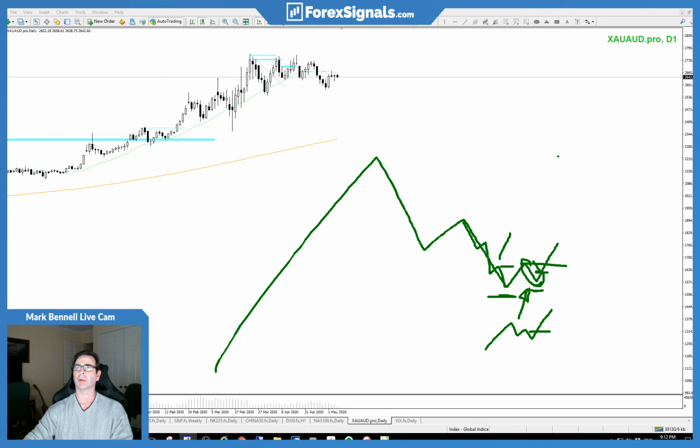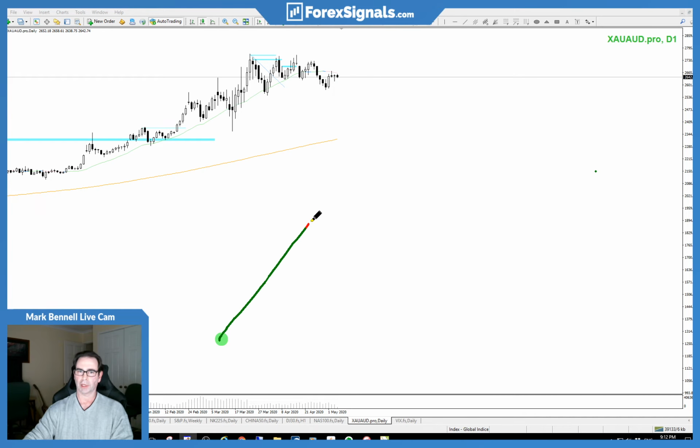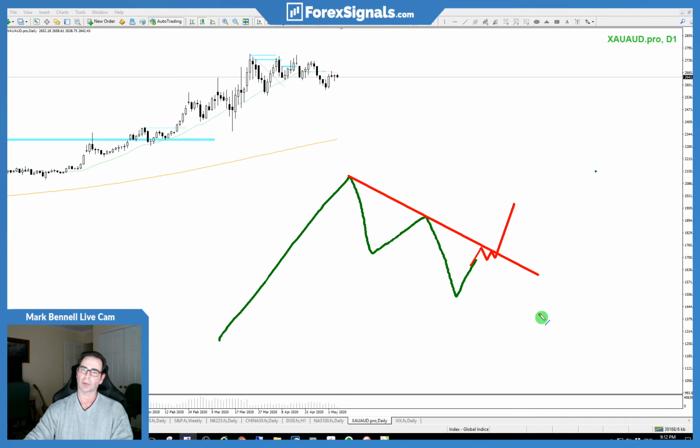All right. Another entry. We get a pause at the trend line. Through there. There's another one. Okay. So there's an add point, isn't there?